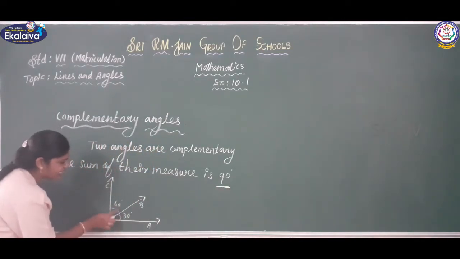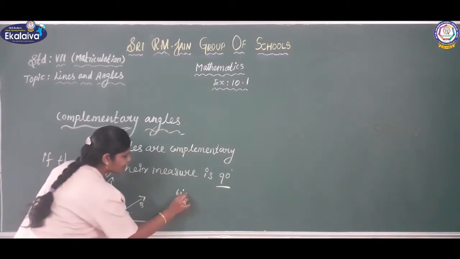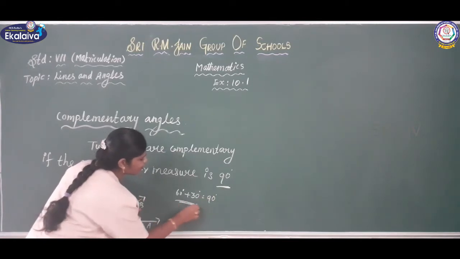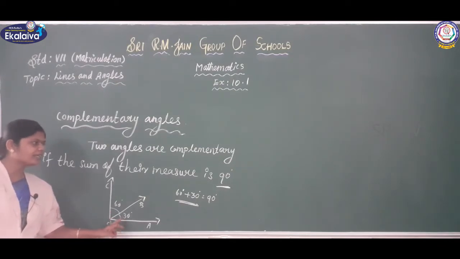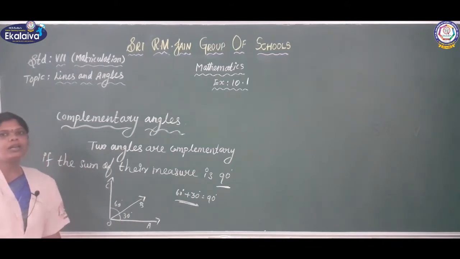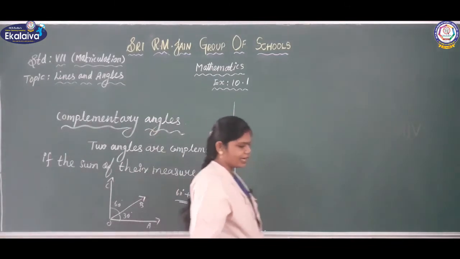Okay, when we add these two angles, what will we get, children? 60 degrees plus 30 degrees. What are you getting? 90 degrees. So these two angles are called complementary angles. Is it clear, children? When we add two angles, if you get 90 degrees, this type of angles is called complementary angles. Next, supplementary angles.